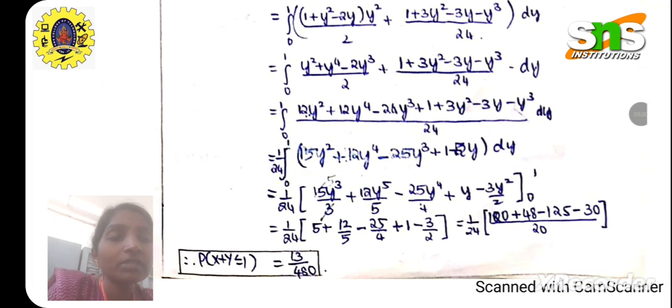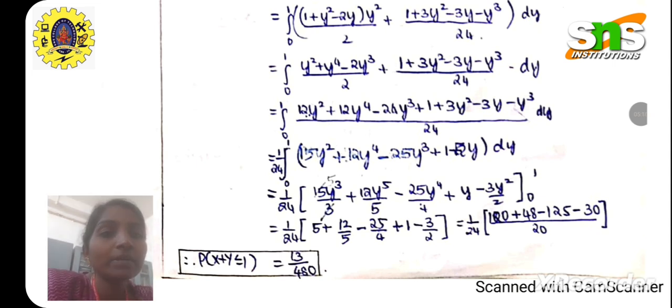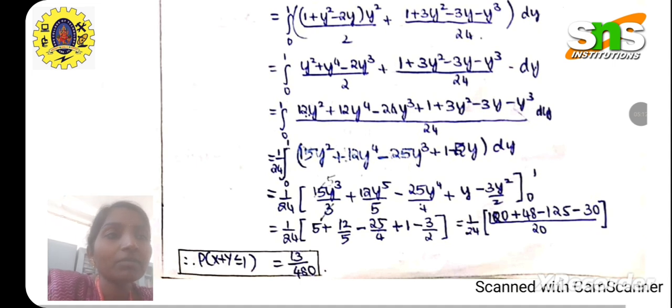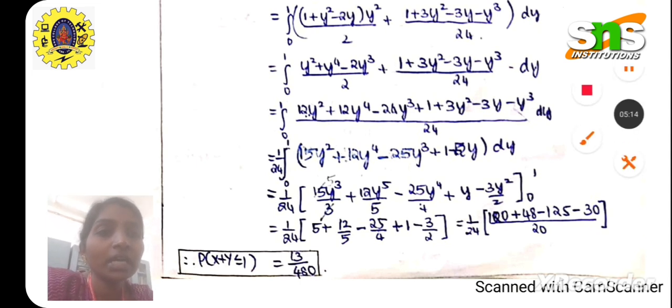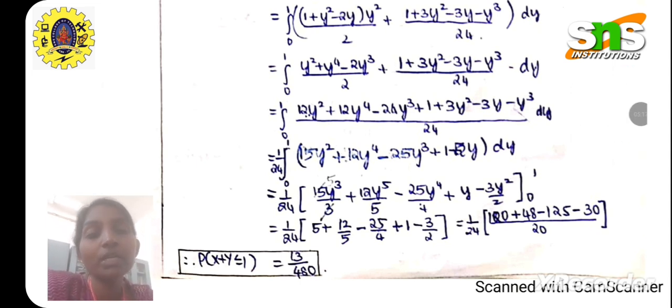So on integrating with respect to variable y, as usual we will have 15y cubed by 3 plus 25 by 12 y power 5 by 5 minus 25y power 4 by 4 plus y minus 3y squared by 2 within the limit 0 to 1. On simplifying it, we will have 13 by 480 as the value for the given probability of x plus y less than or equal to 1.